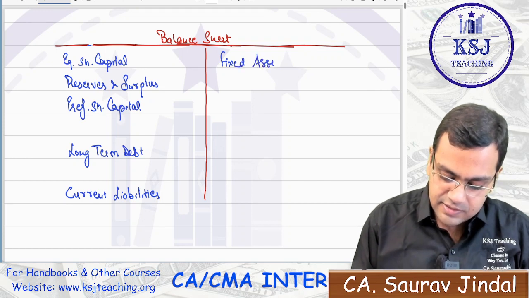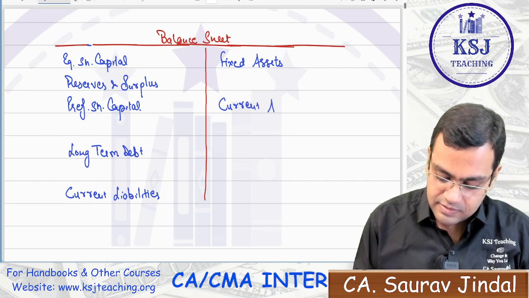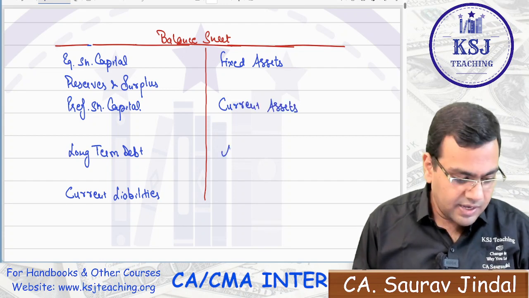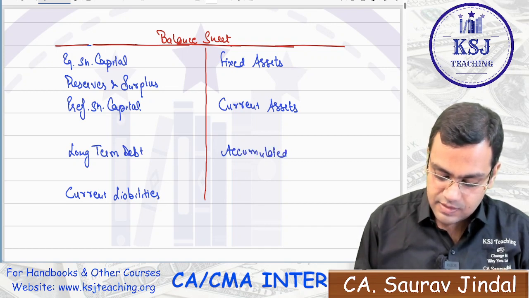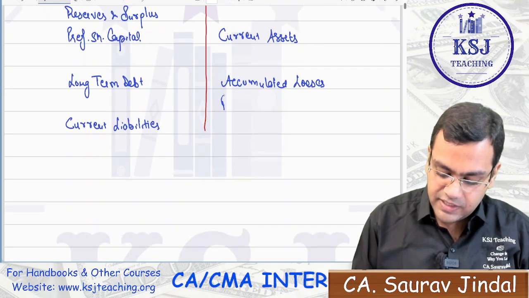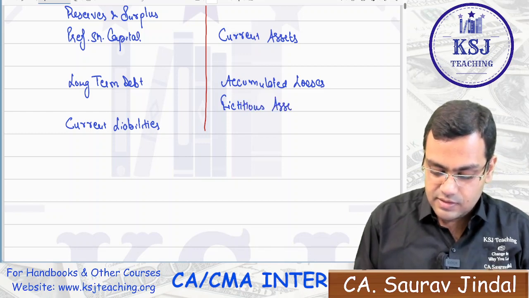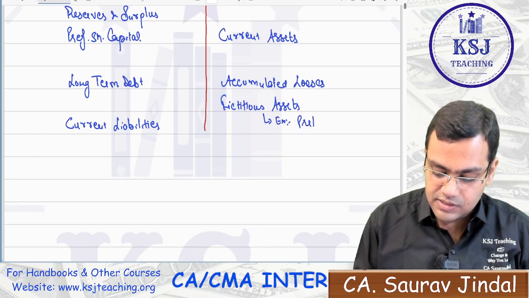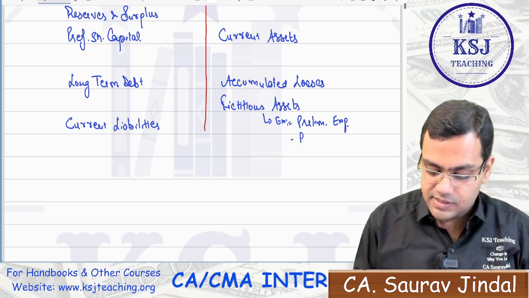Fixed assets, then we have current assets, right? Then we have accumulated losses, right? Then we have some fictitious assets which are not actually assets, right? Fictitious assets, for example, the preliminary expenses, right? Or promotional expenses can be there. So all these are what are fictitious assets, sir.